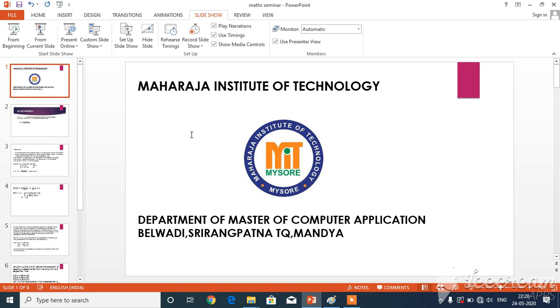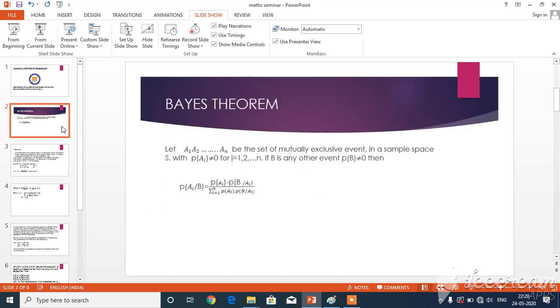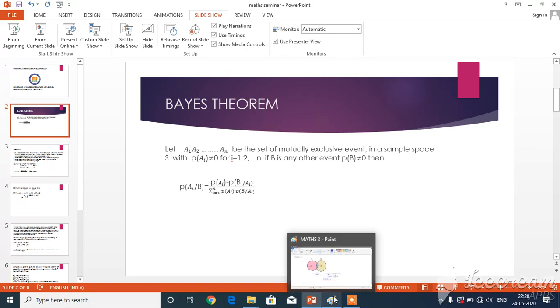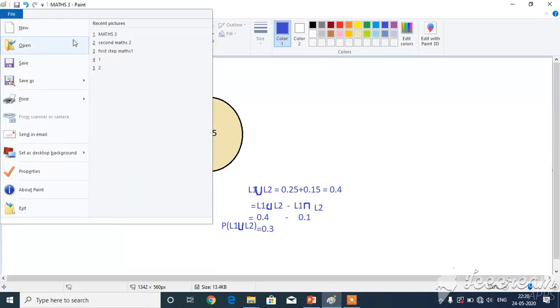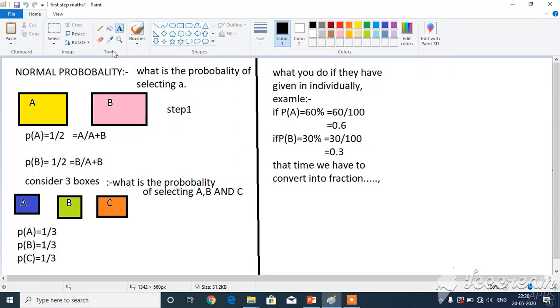I am going to explain a topic about Bayes theorem in mathematics. Before going to know about the Bayes theorem, first we have to know what is probability and normal probability. In the first step, if we want to solve the Bayes theorem easily, first we have to know what is probability, and normal probability is the first step we have to do in Bayes theorem.